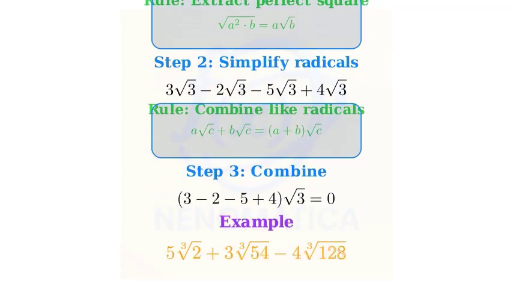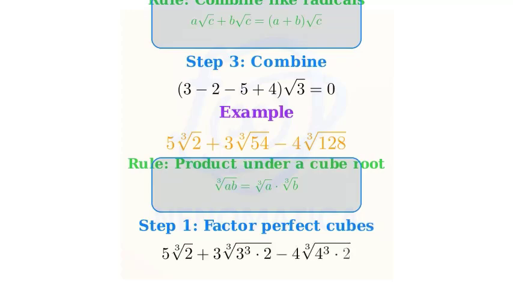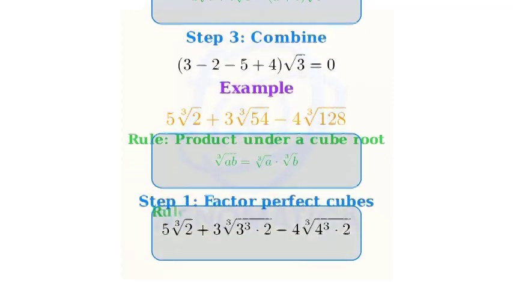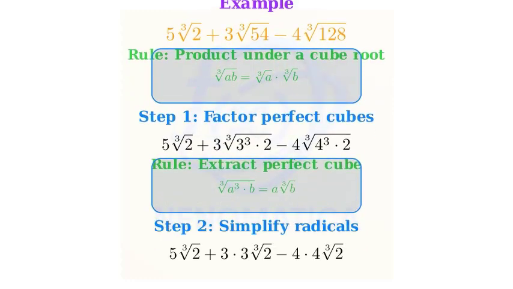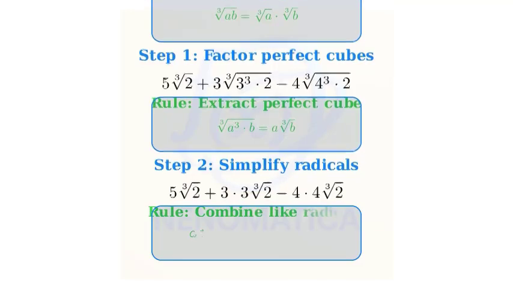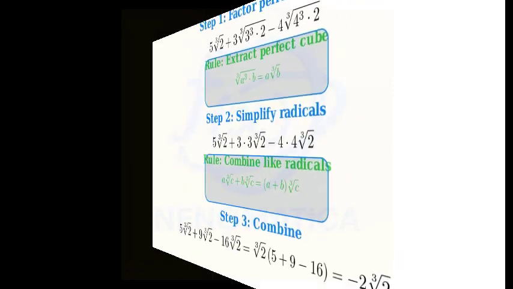Example. Finally, a cube root problem. 5 cube root of 2 plus 3 cube root of 54 minus 4 cube root of 128. Step 1. Express each radicand as a perfect cube times a leftover factor. For cube roots, the cube root of a times b equals the product of the cube roots. Step 2. Extract perfect cubes. The cube root of a cubed times b equals a times the cube root of b. Step 3. Combine like cube roots. 5 plus 9 minus 16 equals -2, giving -2 times the cube root of 2.